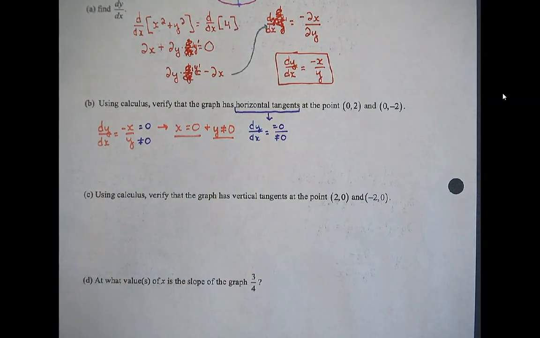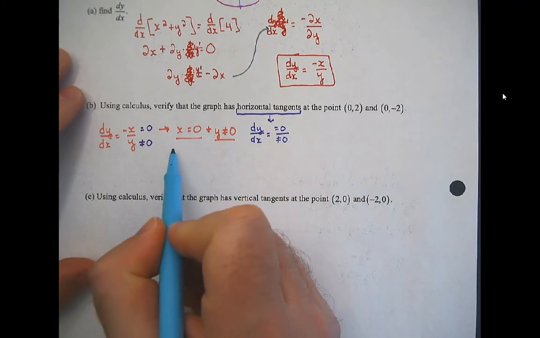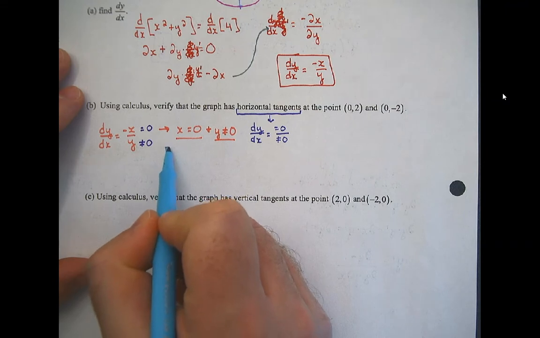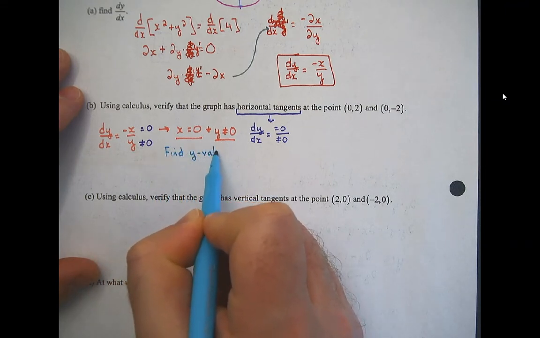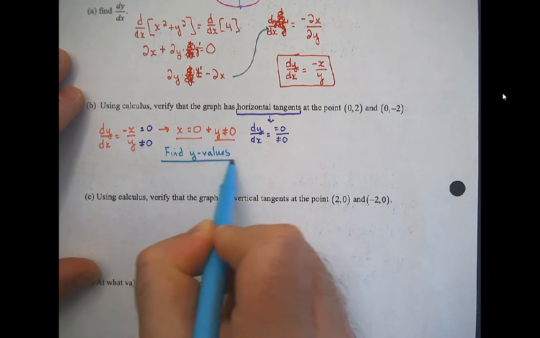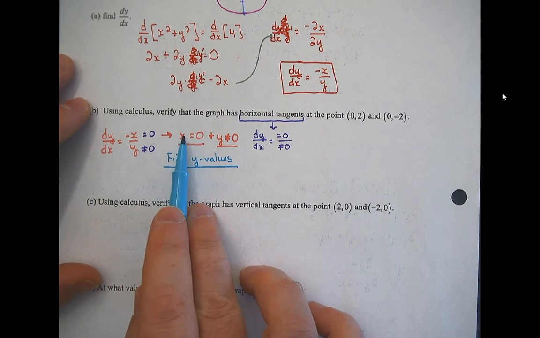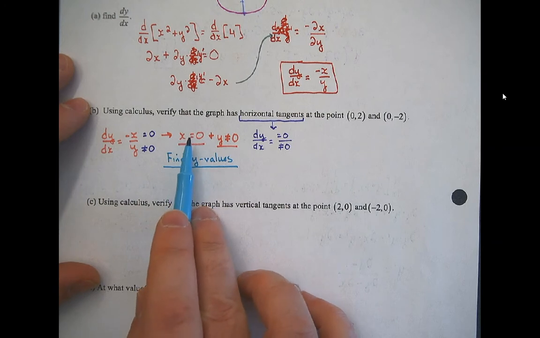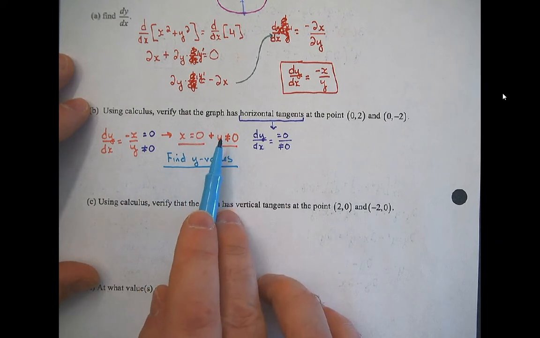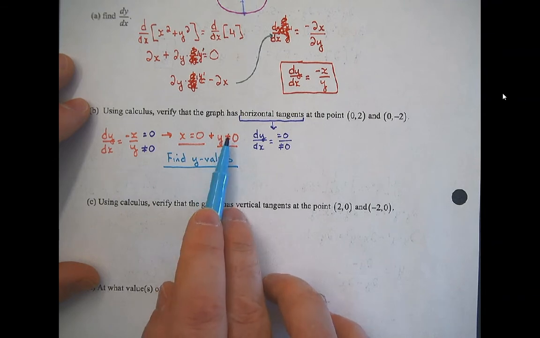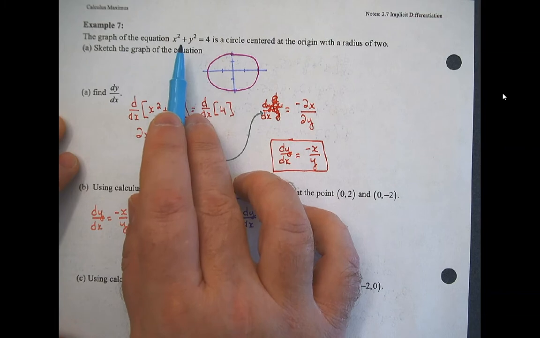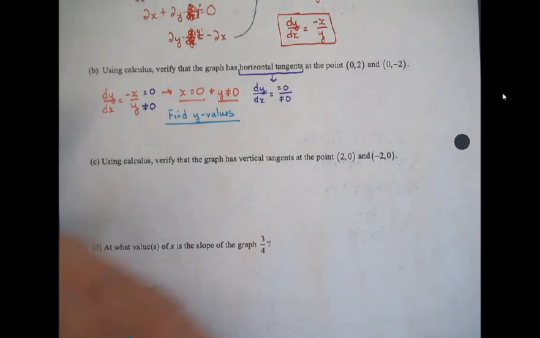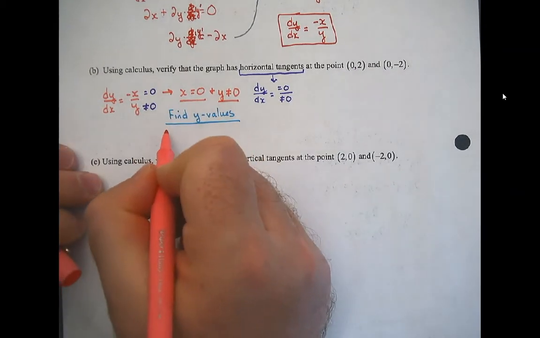How do we find points? So now I'm going to go find some points. Find y values. If I want to find my y values, I've got to plug in x equals 0. I know x has to be 0. I know that y can't be 0. So we're going to worry about that later. So if x equals 0, I'm going to go back to my point machine and put x equals 0 in there.